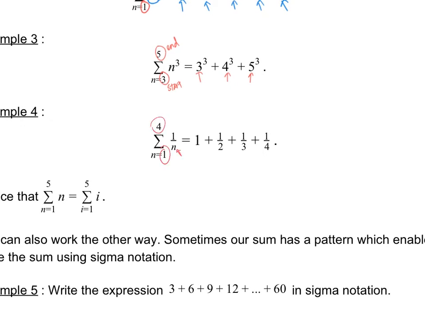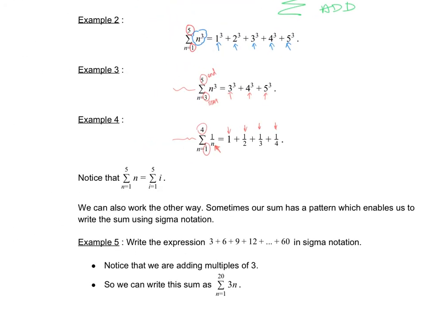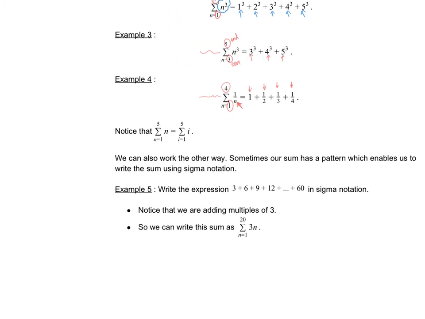So you plug a 1 into here, you'll get a 1. You plug a 2 into there, you get a half. Plug in a 3, you get a third. Plug in a 4, you get a fourth. So that's the meaning, again, of the sigma notation: we're going to add. And you could simplify that and come up with the answer to that sum.